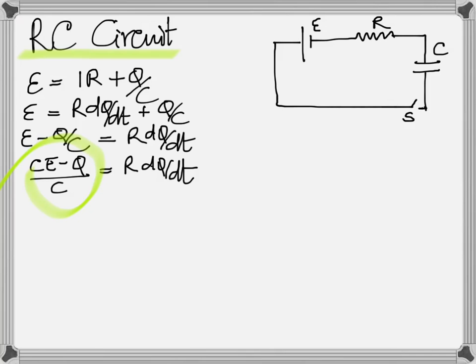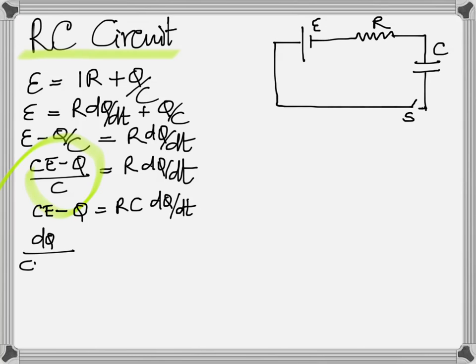We're trying to get an equation for Q as a function of time. We want to see how the charge builds up on the capacitor as a function of time. We want to see whether it's going to be linear, is it exponential, is it going to be quadratic. That's what we're trying to do. So the next step would be CE minus Q is equal to, taking that to the other side, R times C dQ by dt.